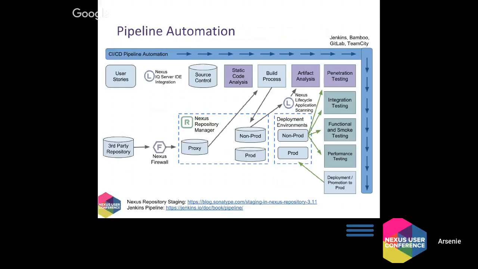So here I redrew the diagram, and I wanted to show the whole CI/CD pipeline, going from the user stories to the Nexus IQ Server IDE integration, to source control, to our static code analysis, to our build process. Nexus Firewall prevents the bad components from getting in from third-party repositories. Nexus Repository Manager allows you to configure either proxy repositories or actual hosted repositories that you own on site, that can be leveraged during the build process.